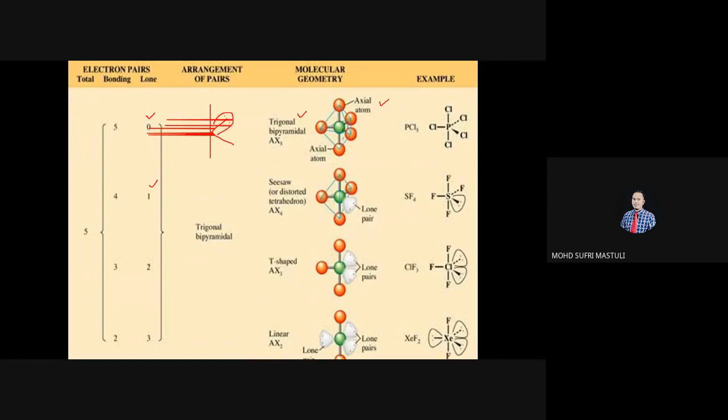Okay, like this. Sorry, it can be here or can be there. In this case, we get the first lone pair. So the molecular geometry we call it seesaw. Seesaw. It looks like a seesaw.